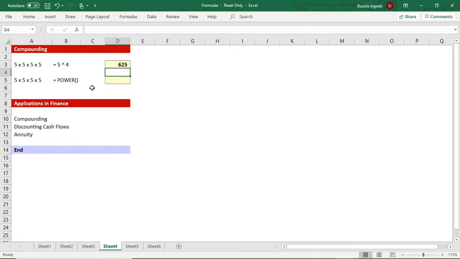Also, alternatively, you could use the POWER formula for this. So enter POWER, and if you look at the parameters it suggests which number do you want to raise. You want to raise 5. What power do you want to raise 5 to? You want to raise it to 4. You enter 4 and you can press enter. So it gives us that same answer, and these are just some common applications in finance: compounding, discounting cash flows, and annuity. Now let's move on to sheet 5.